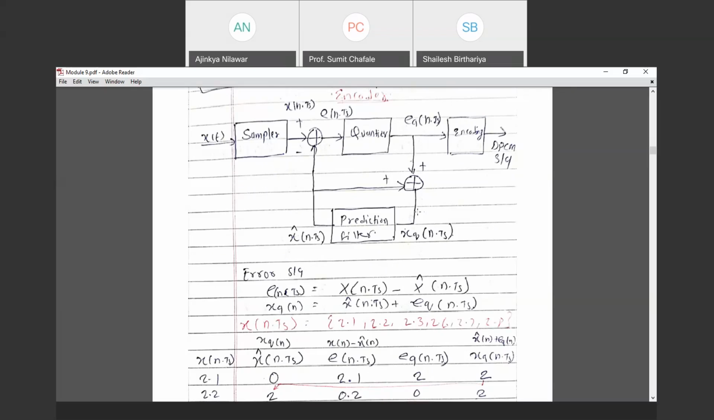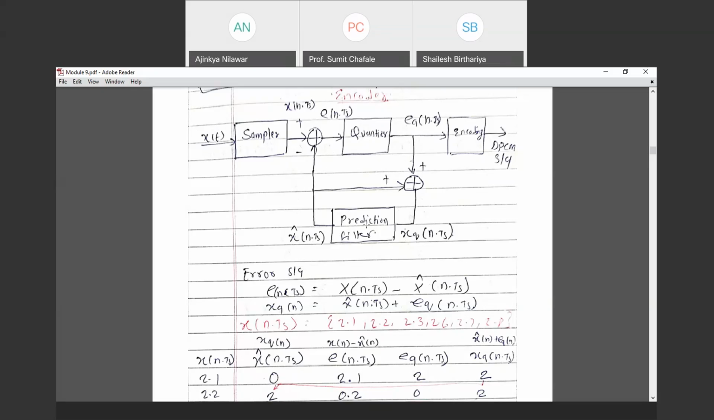So I am representing a few points so you can understand what is the input to the signal. E of nTs, that is error. EQ of n is the output of the quantizer. Then XQ of t is the quantized signal, and X of t is the original signal. What is error? Original signal minus the quantized signal, X cap of t.